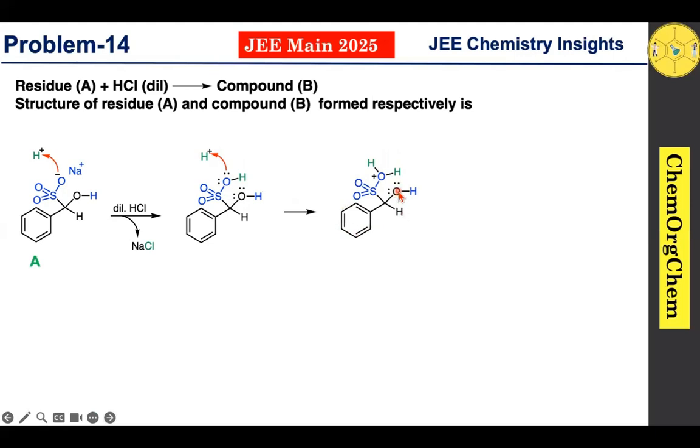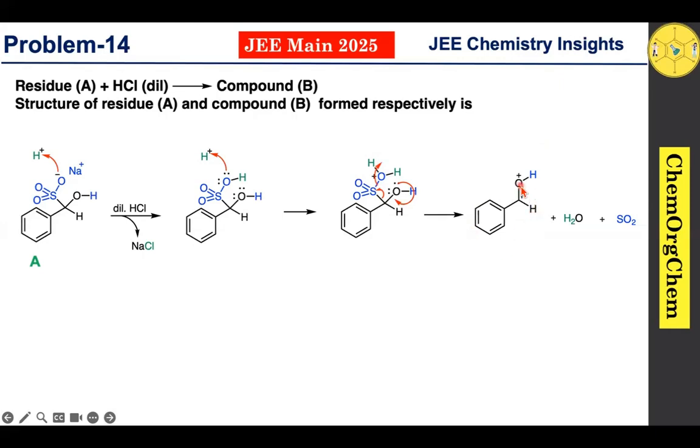Now this hydroxy group oxygen lone pair of electrons moves towards this carbon atom. As a result, this carbon sulfur bond breaks. This bonded electron moves towards the sulfur atom. As a result, this sulfur oxygen bond breaks, and this bonded electron moves towards the oxygen atom. As a result, a water molecule kicks off as a byproduct as well as sulfur dioxide as a byproduct, producing this corresponding intermediate.